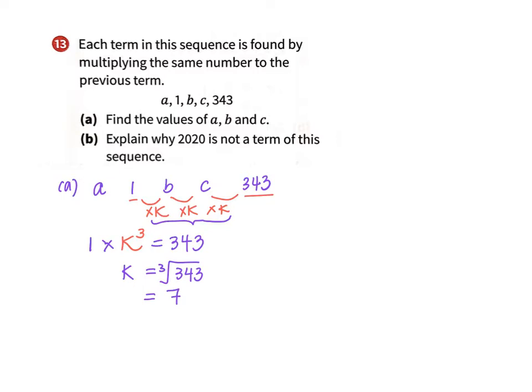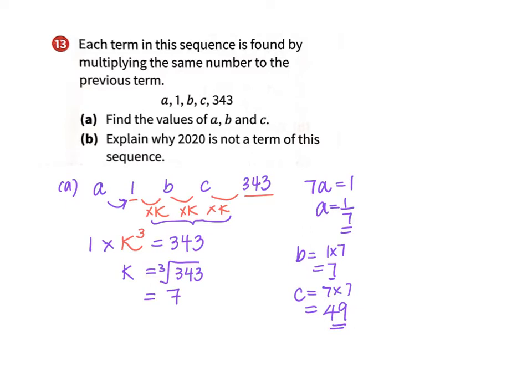So let's start with the first term A. A in this case will be the value taking from 1. So A multiplied by 7 to give you 1. Okay, let me form the equation. 7 times A to give you 1. So A will be 1 over 7. And then from 1 to get to B, B will be 1 times 7. That gives you the number 7. C will be 7 times 7. That gives you the number 49. So we have the following answers.